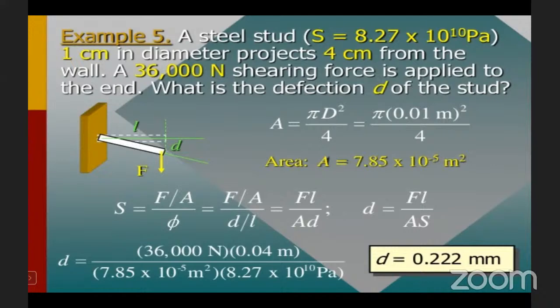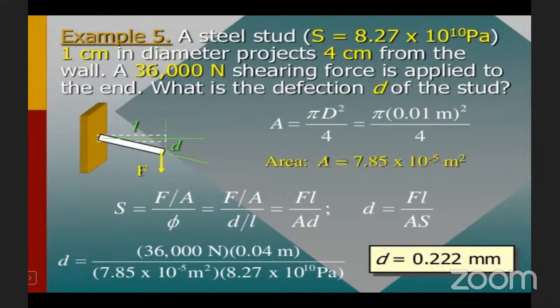Now see here, finding A equals πd² by 4, and d equals 0.01 meter, whole squared, by 4. Here we solve and get A equals 7.85 × 10^-5 square meters. So according to the rule, shear modulus S equals F by A by φ, that equals F by A by d by L, that equals FL by Ad, so d equals FL by AS.